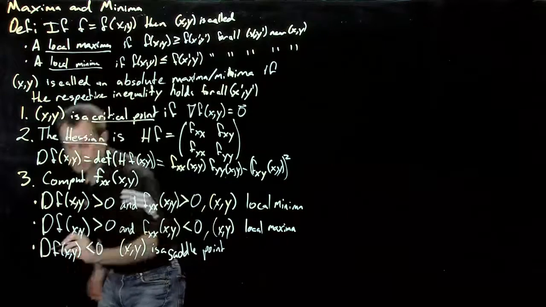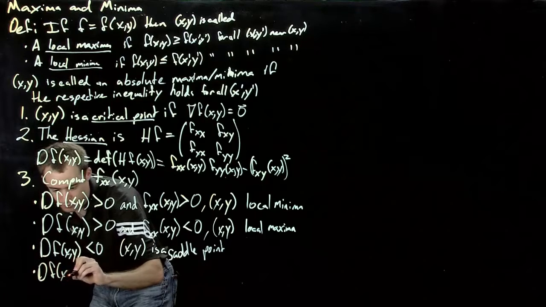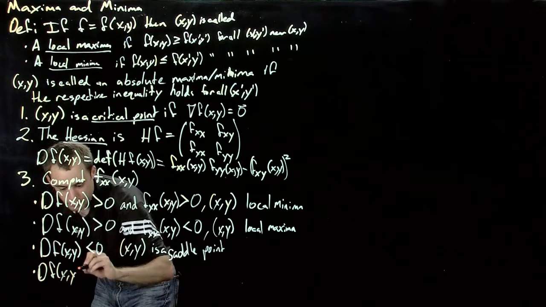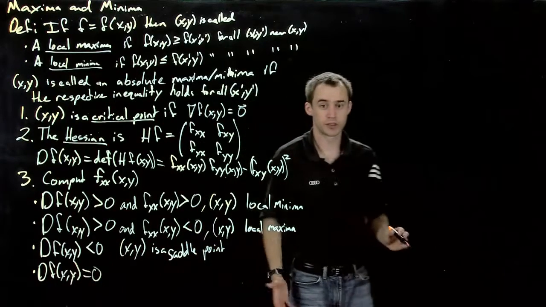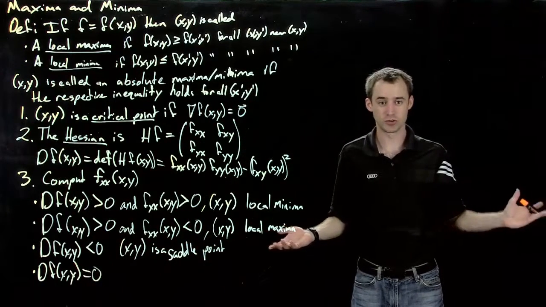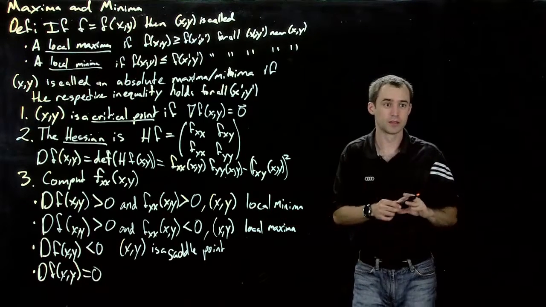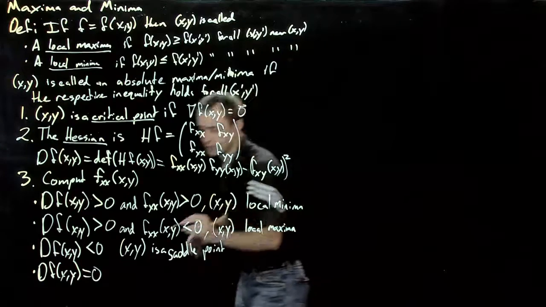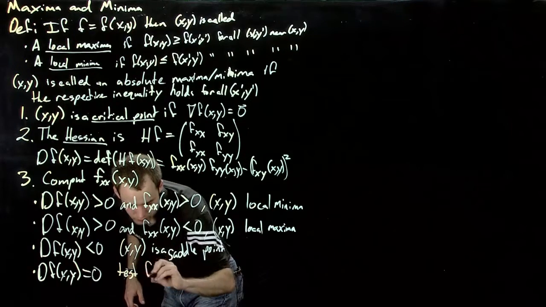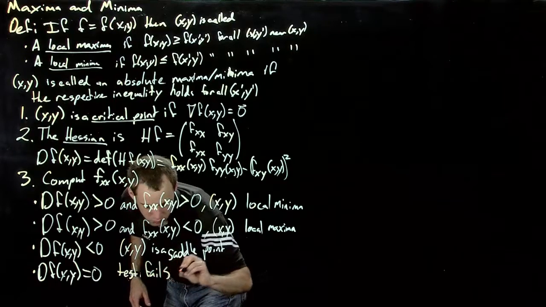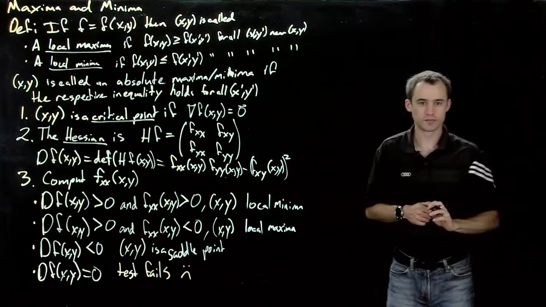And the final case is when D of f of (x,y) is equal to 0. And this is our worst case scenario, and we actually don't know what happens. So you either have to compute it directly or find some other more clever way. So this is when the test fails. And we get sad. Thank you very much.